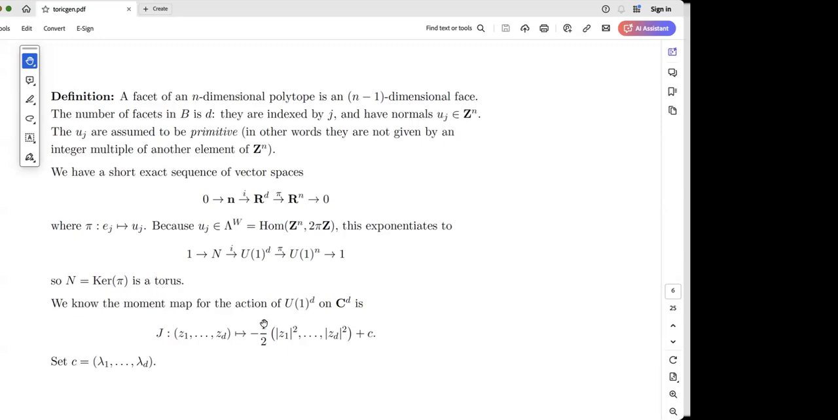We know that the moment map for the action of U(1)^d on C^d is written as sending z_1 to z_d, where the z's are complex numbers, to minus one half times the norm squared of z_1 up to z_d squared. And then you can add a real number, no, sorry, a vector. Those become the numbers that tell you where these hyperplanes are.